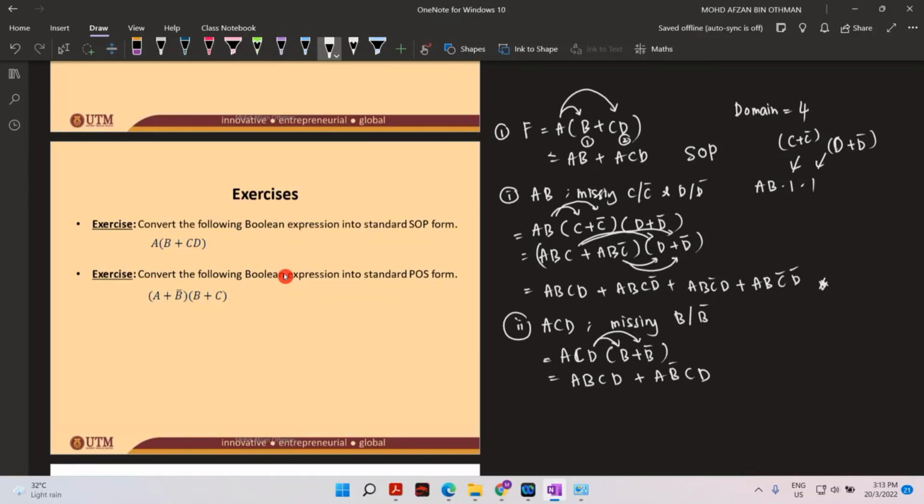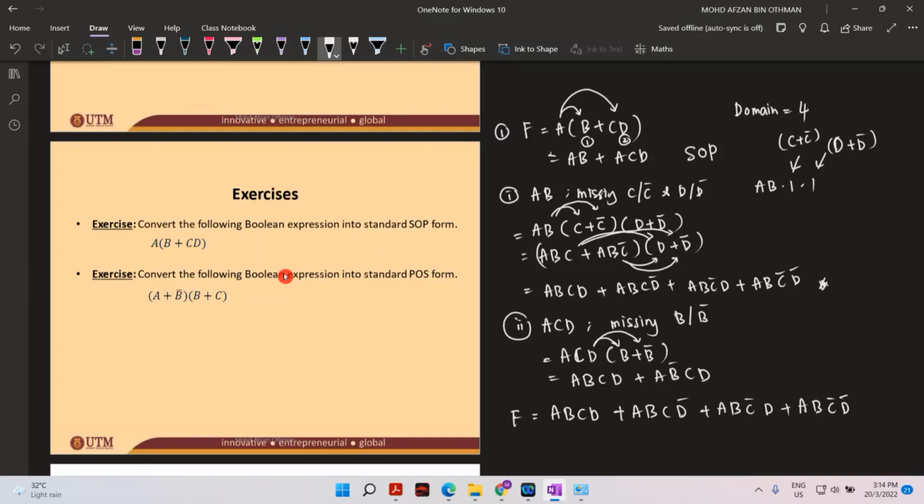Okay, next. Nak buat apa pula? Okay, next kita dapatkanlah dah persamaan standard SOP. Okay, macam mana nak dapat? Combine lah. Tambah yang ni tambah dengan yang ni. Okay, so kita start dengan ABCD, tambah dengan ABCD bar, tambah dengan ABC bar D, tambah dengan ABC bar D bar.